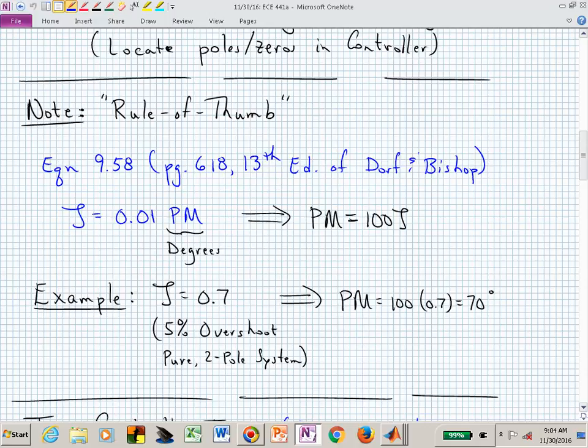No, I want to give you a rule of thumb for translating this zeta value, this damping ratio, into phase margin. You've probably become a little bit more comfortable with zeta. If I said, I want a zeta of 0.7, what would that make you think about in terms of transient behavior? If I said a zeta of 0.7.